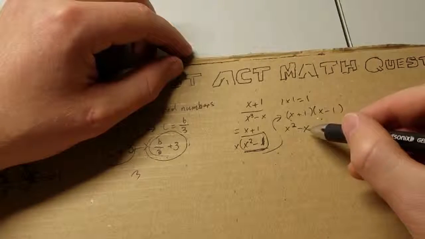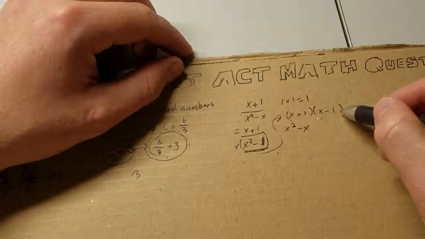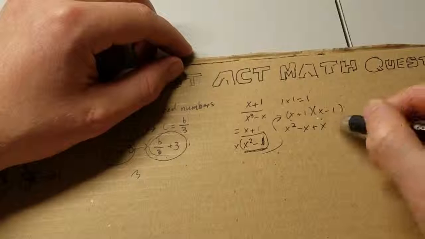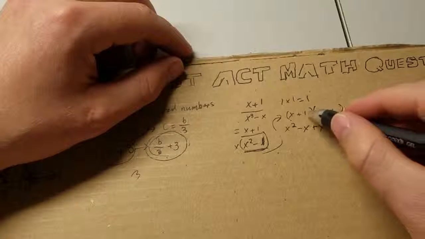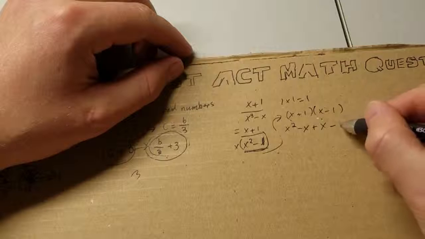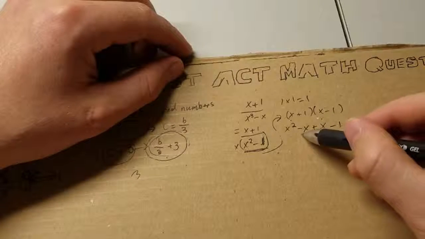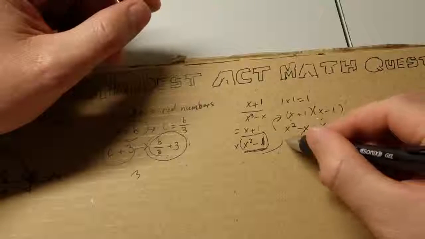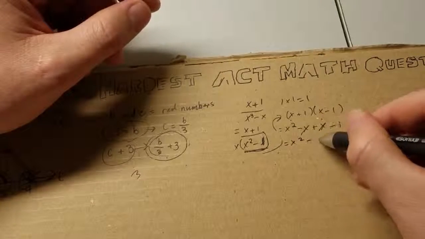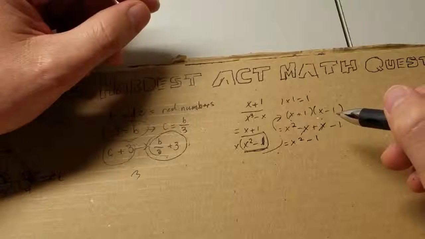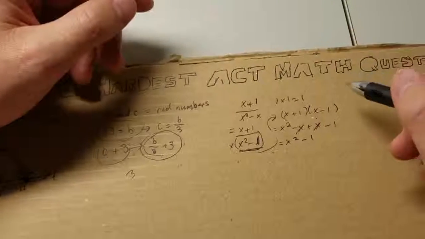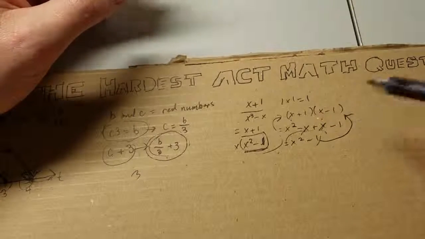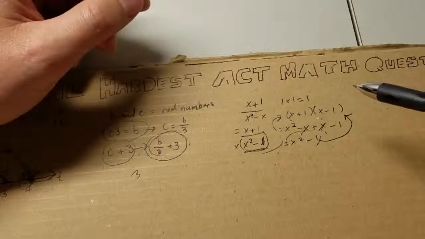x squared minus x, and then we distribute that 1 and we get 1 times x is x, 1 times -1 is -1, and -x plus x is 0, and we are in fact left with x squared minus 1, sorry. So that's all to say that this can be broken up into that.